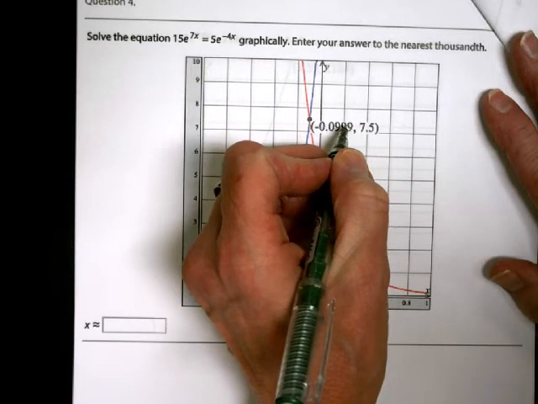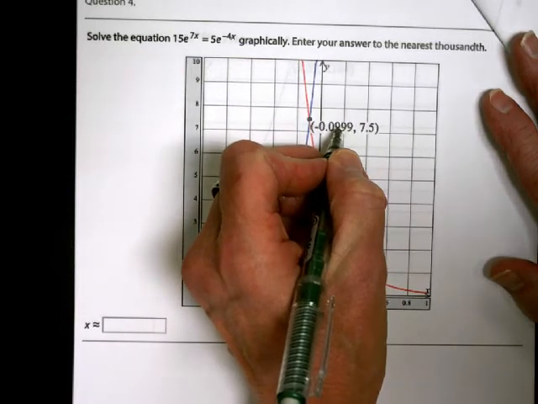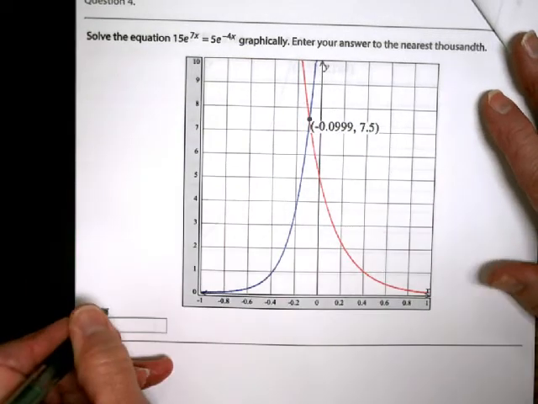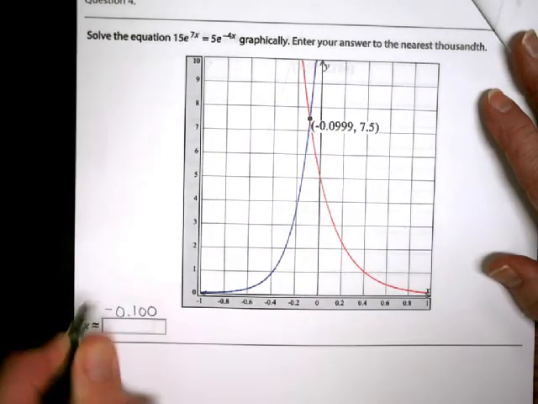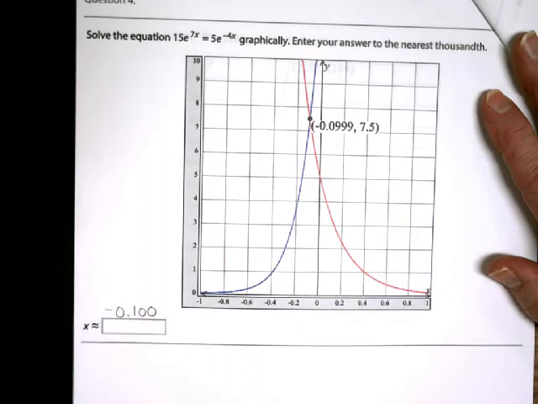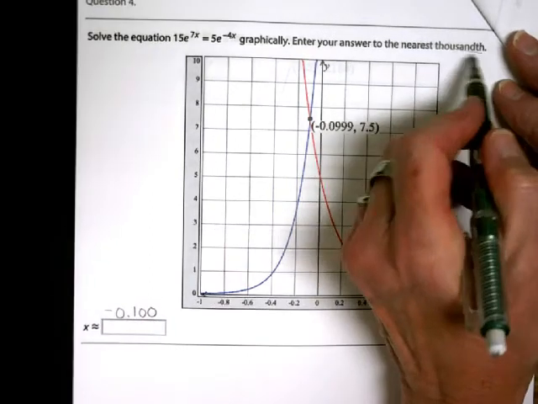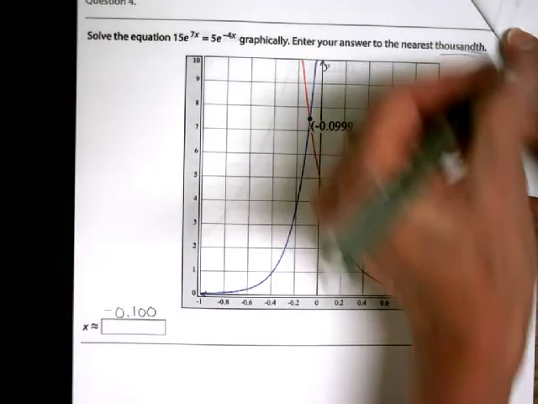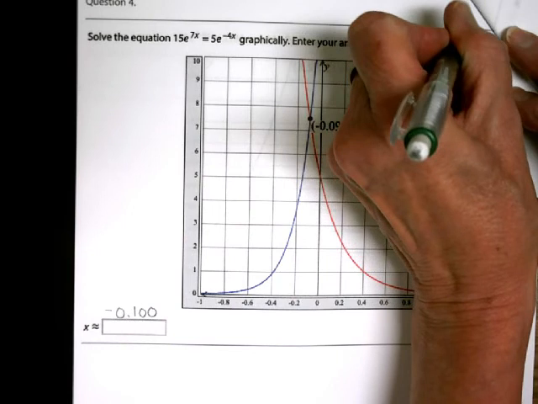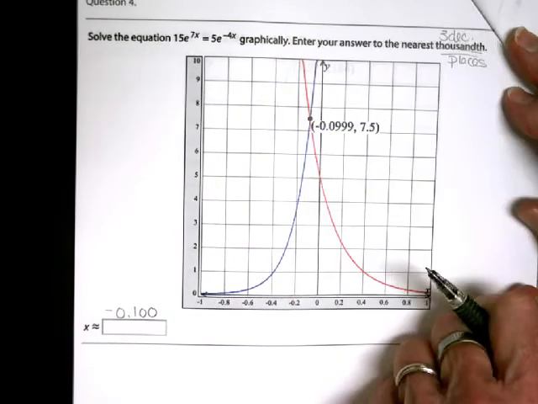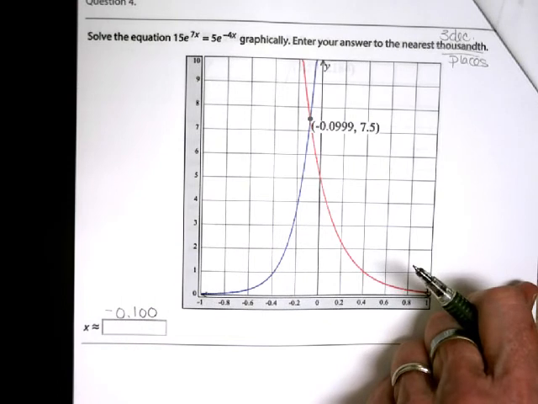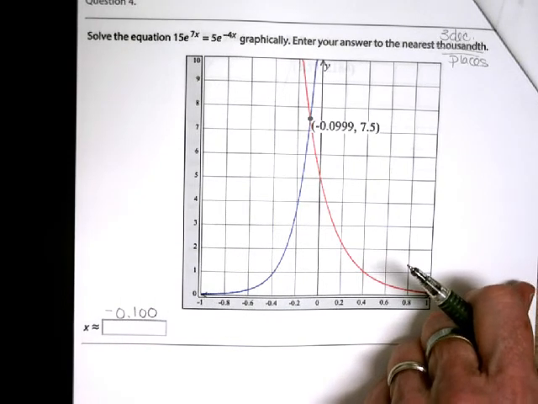Where do they meet? Oh boy, it says nearest 1,000. So 0.099. The 9 changes the 9 to the 10. The 1 changes the 9 to the 10. So I have to put in negative 0.100 because I need to round 3 decimal places. 3 decimal places. Okay?